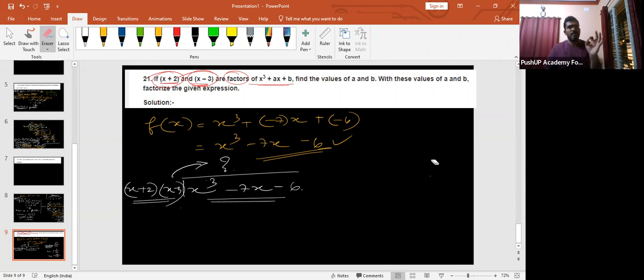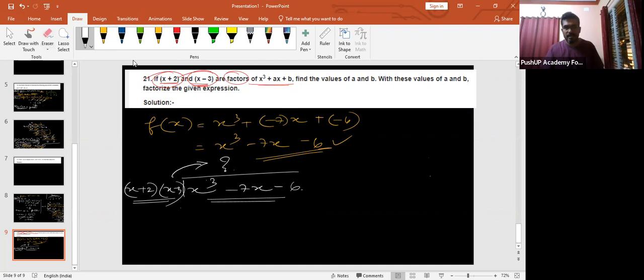This is a technique which will help you to solve the sum in 2 minutes or maybe less than that. You see what I'm going to do now. I am writing x cube minus 7x minus 6 as a product of the already given factors to us, which are x plus 2, x minus 3. If I multiply those two existing factors with the unknown factor, which we don't have any idea about, the result will be x cube minus 7x minus 6, isn't it?